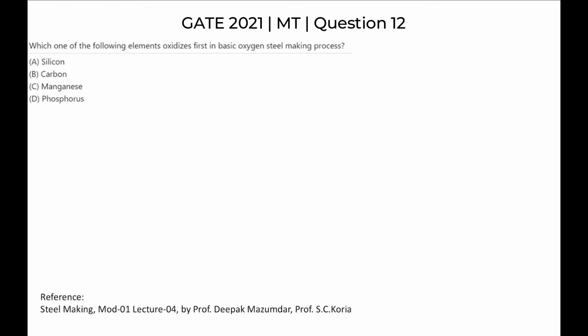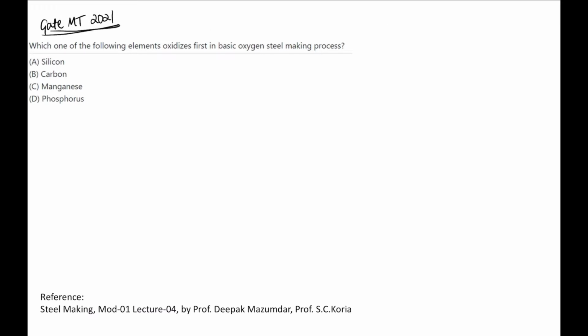Hello everyone, this is a question from GATE Metallurgy 2020-21 and it is as follows. Which one of the following elements oxidizes first in a basic oxygen steelmaking process? So it is asking which one of the following four given options will be oxidizing first. For that, let us try to understand how we can pick this particular answer.